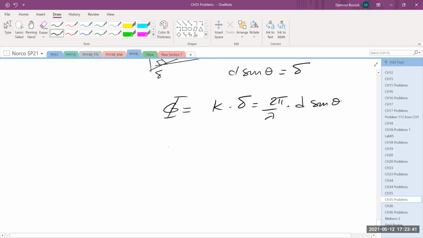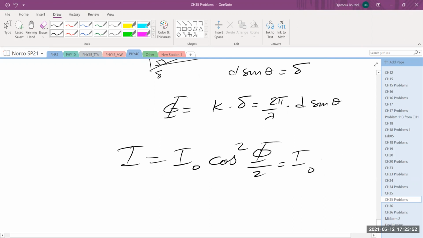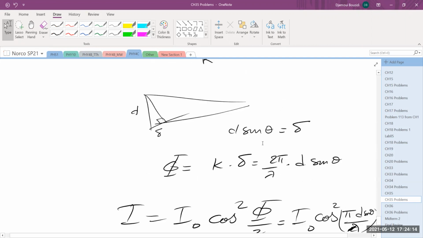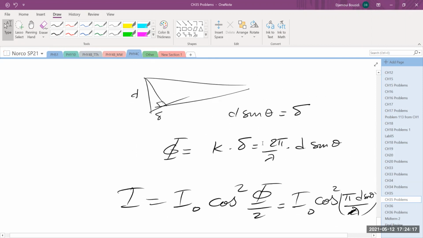And you use it in the intensity expression that we have found, which is I naught times cosine squared of this angle divided by 2. And this angle divided by 2, the 2 cancels the 2, is going to be I naught cosine squared of pi times d times sine of theta divided by lambda. That's all. The 2 cancels in here, this 2 and that 2. We have theta that we can calculate. We have d, it's given. We have lambda that we calculated. And we have I naught that was given, the central bright fringe. So we should be able to find the value for I in watts per meter squared.